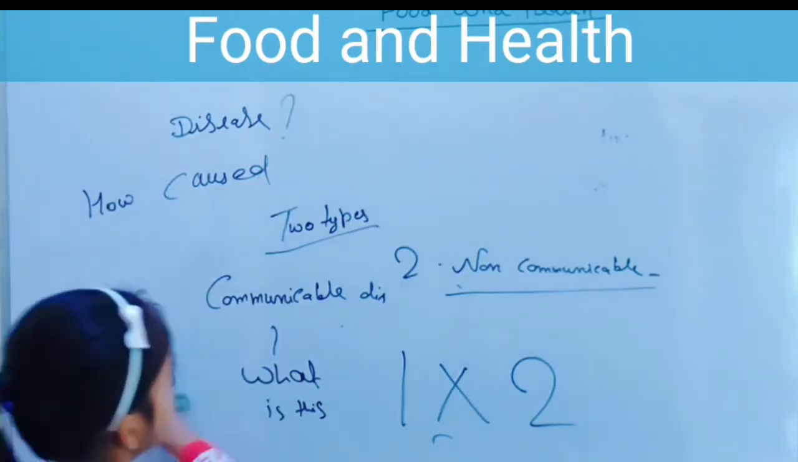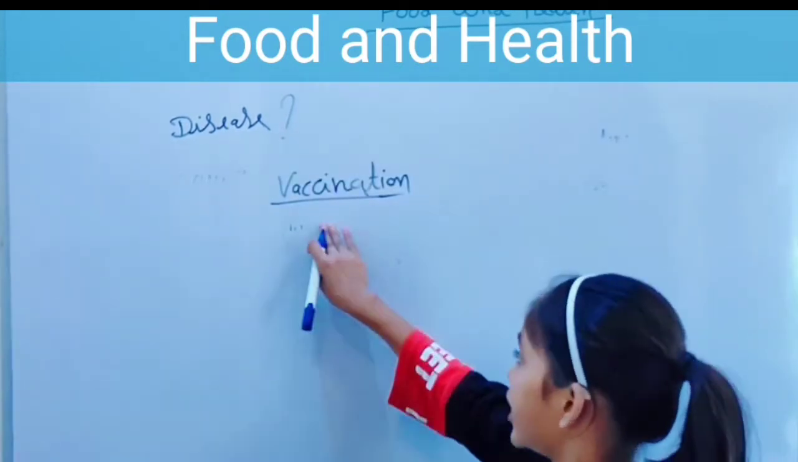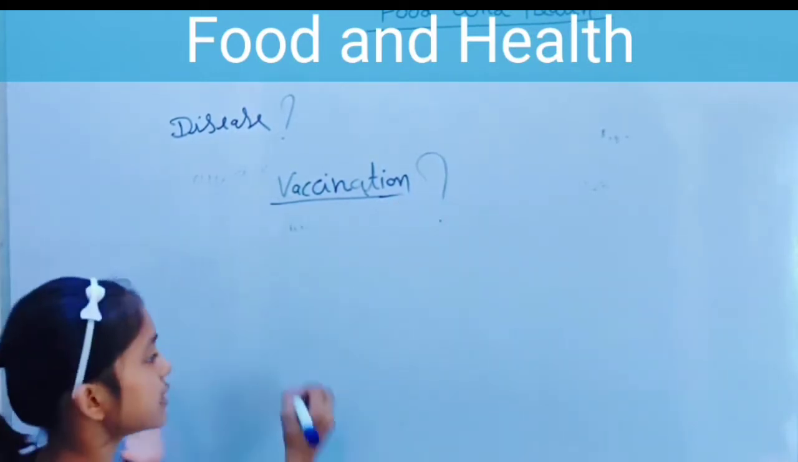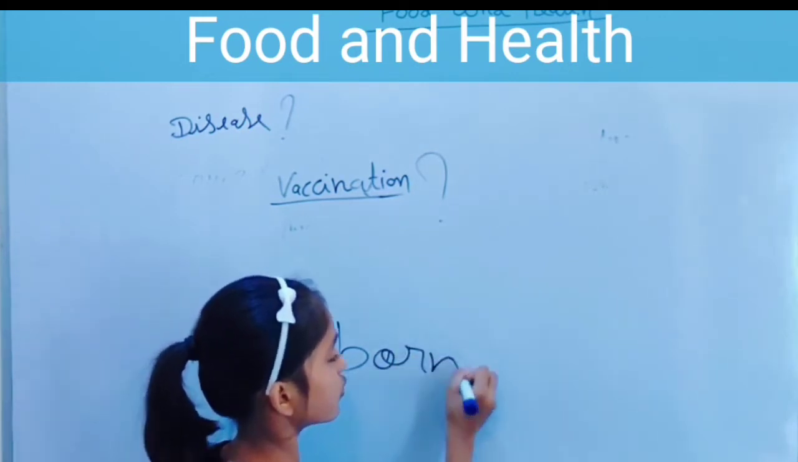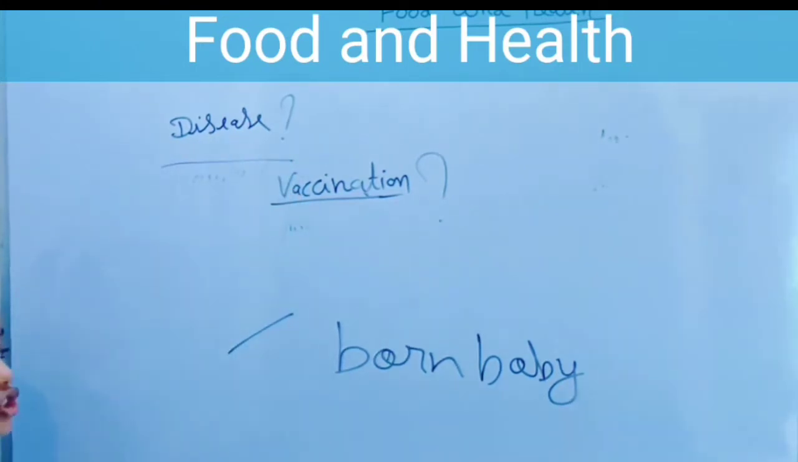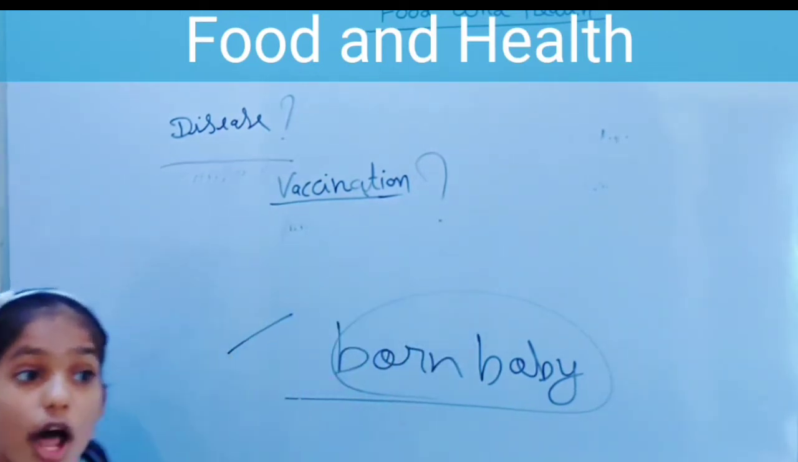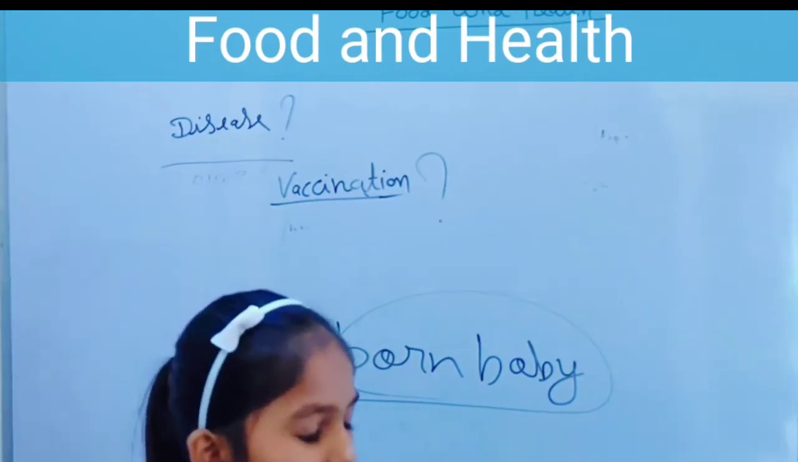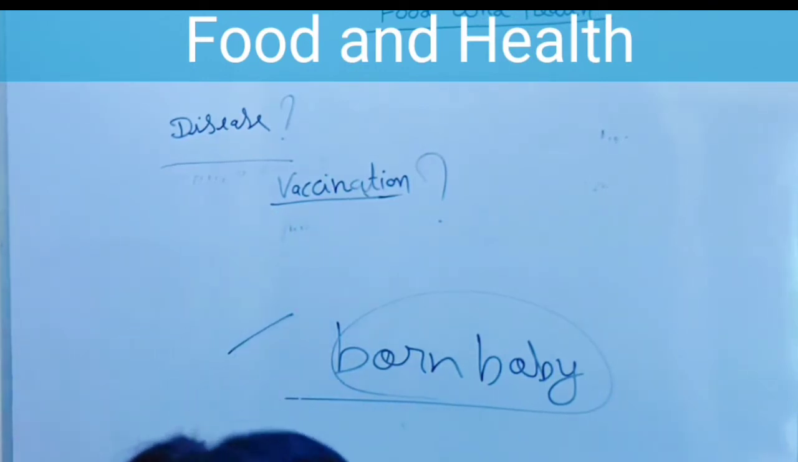Now what is vaccine? This is also part of disease. Vaccination is a kind of injection which is given to a newborn baby, because there are different kinds of diseases that could harm the newborn baby. That's why vaccination is given to the small baby. There is not much about vaccination in your class, so let's come to the next topic.